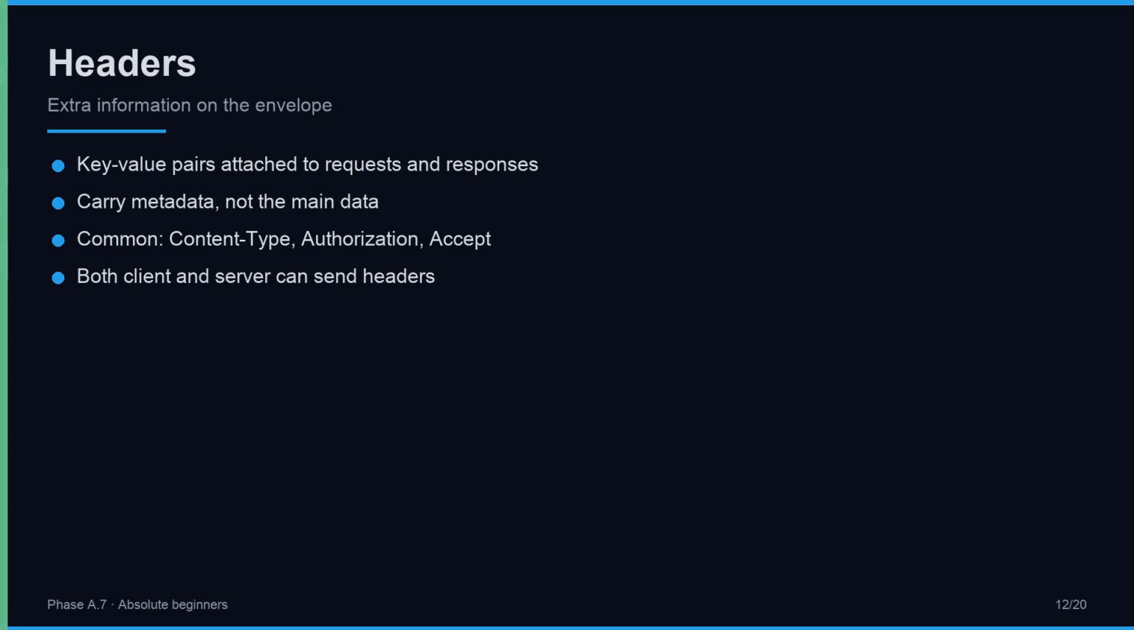Headers are small key value pairs attached to a request or response. Think of them as labels on an envelope, they carry extra information about what is inside, without being the content itself. The most common header is content type, it tells the other side what format the body is in, like JSON or plain text. Another common one is authorization, it proves who you are, often with a token or key.